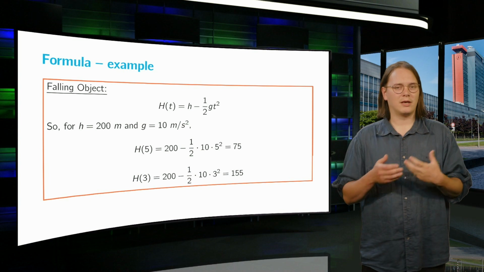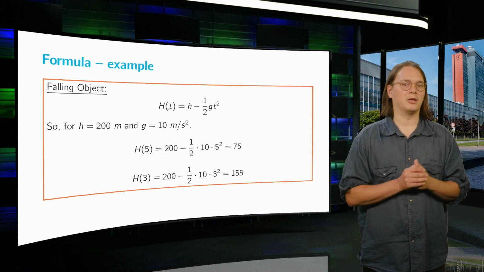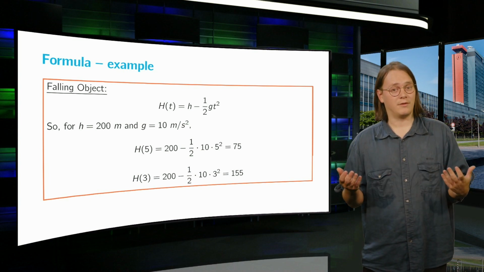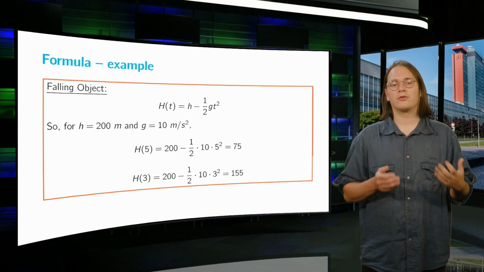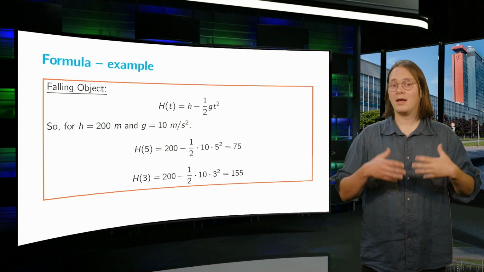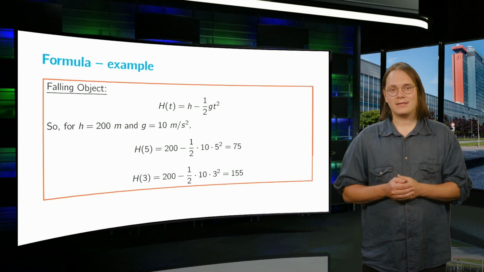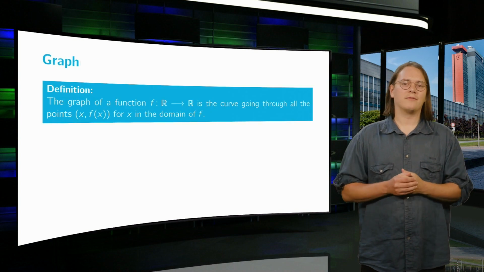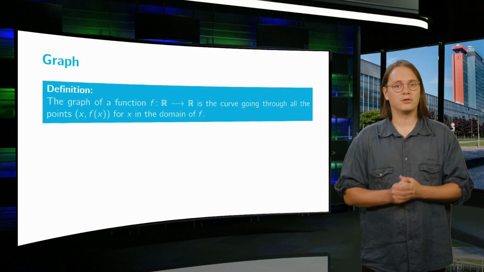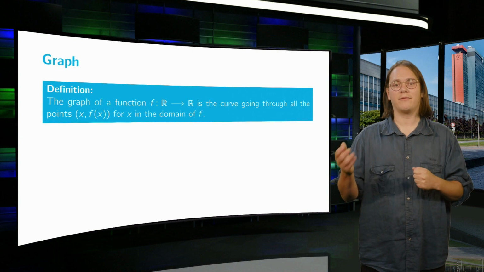It can be hard to get a good idea of a function just from a formula. Since a picture says more than 1,000 words, we should consider a visual representation of a function in order to gain a lot of information about it at a glance. We find this in the graph of the function. The graph of a function is given by drawing a curve through the points with coordinates x and f of x in the plane.